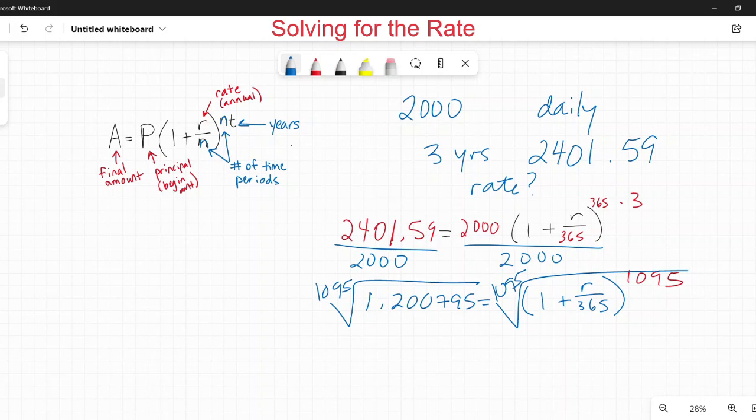The button that you're going to look for on your calculator looks like this. You're going to enter your x, which is 1.200795. You're going to press that button, this y root of x. Then you enter the root, 1095. And you get 1.0001671. I know I'm going way out there, but these are such small numbers that it's going to matter.